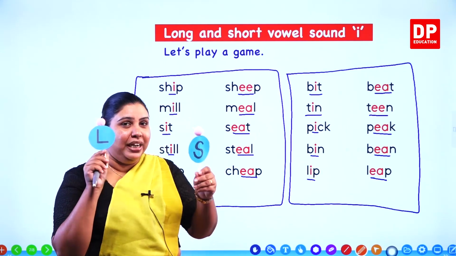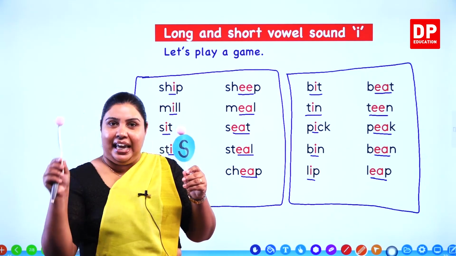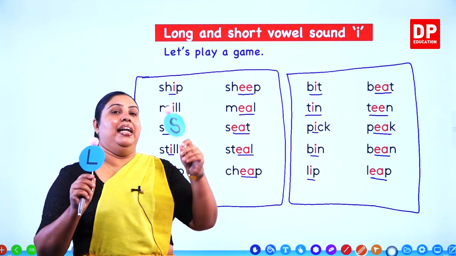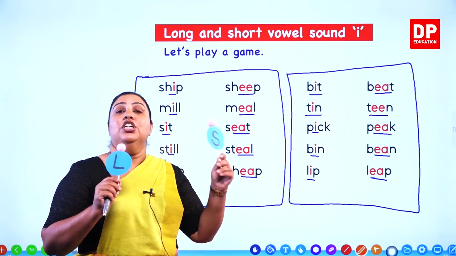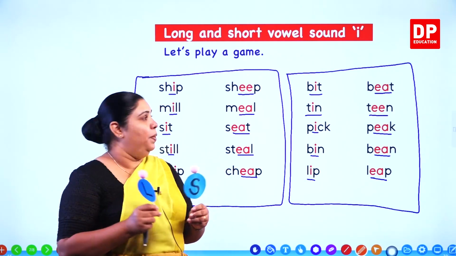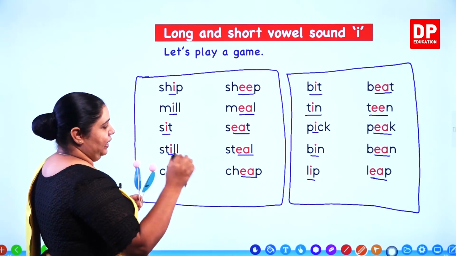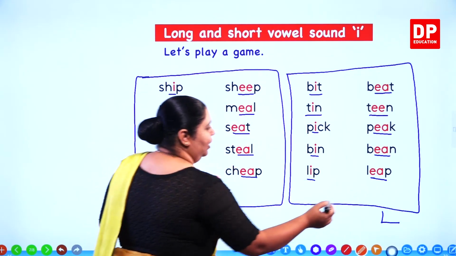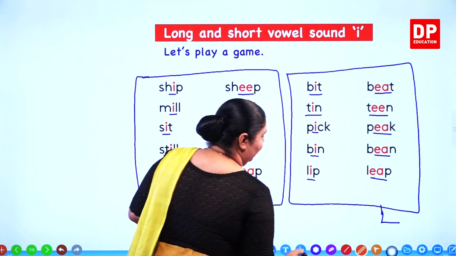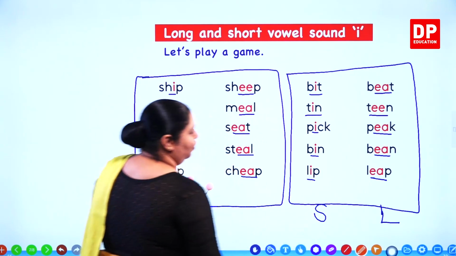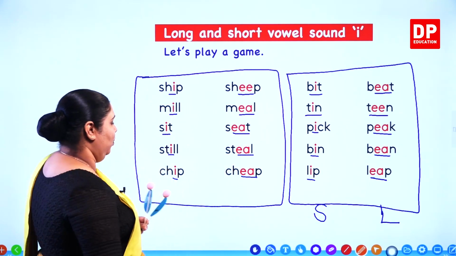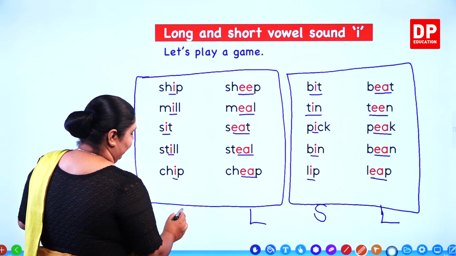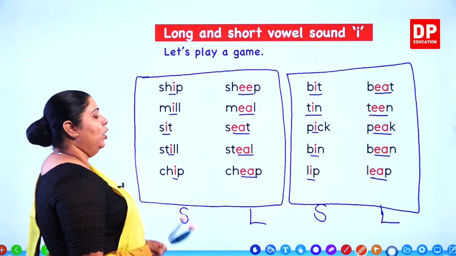Right now, what are the two letters that we have? Letter L, that is for the long E sound, and letter S for the short E sound. So it has to be the L letter for the long E sound. Letter L, letter S for the short E sound.